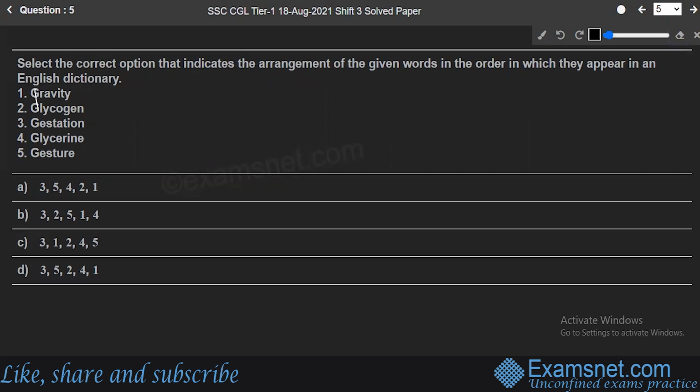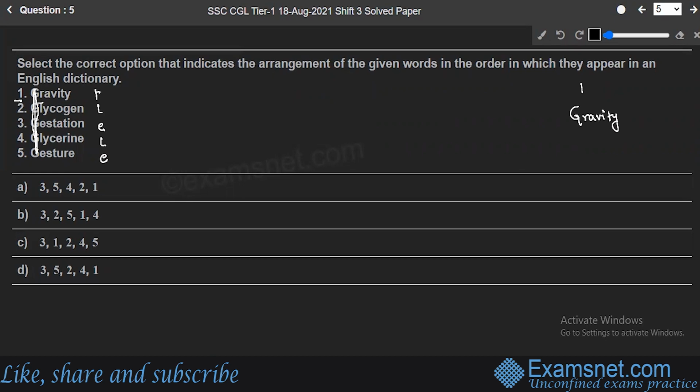First of all, this G is present in all of them. So this is not a deciding factor. Then you have R. Here you have L, E, L, E. All right. So R comes later. So I think probably this R is the last one, right? First of all, you have L, E, they come before R. So this number 1, gravity, will come at the last position. Right now you are left with 2, 3, 4, 5. That's glycogen, gestation, glycerine, and gesture.